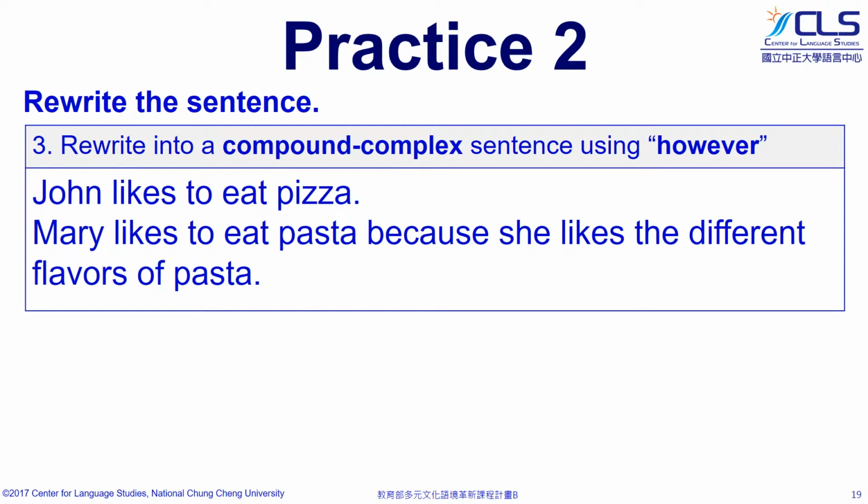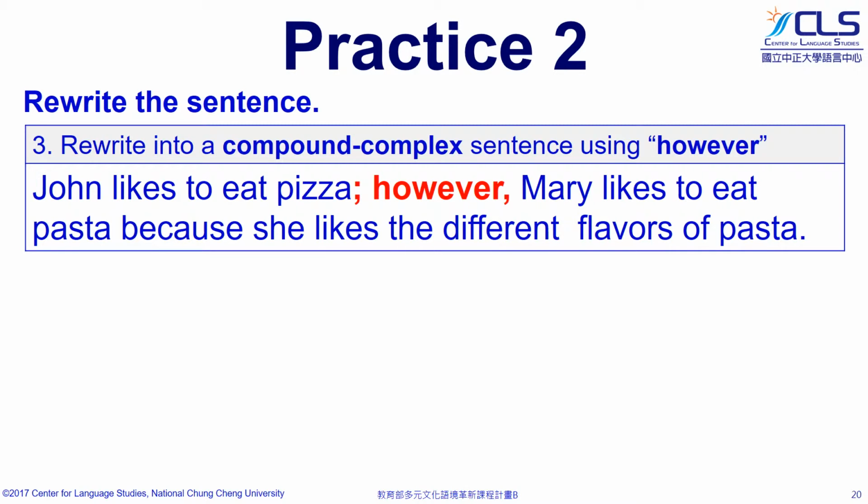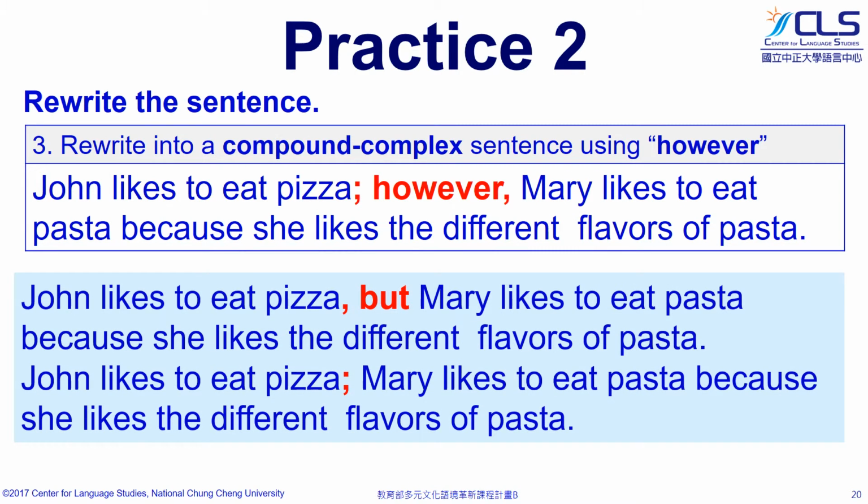Next, please rewrite the sentence by using however. Three ways can be used to connect the independent clauses: John likes to eat pizza, and the complex sentence, Mary likes to eat pasta because she likes the different flavors of pasta. Using a conjunctive adverb like however, the coordinating conjunction but, or a semicolon.